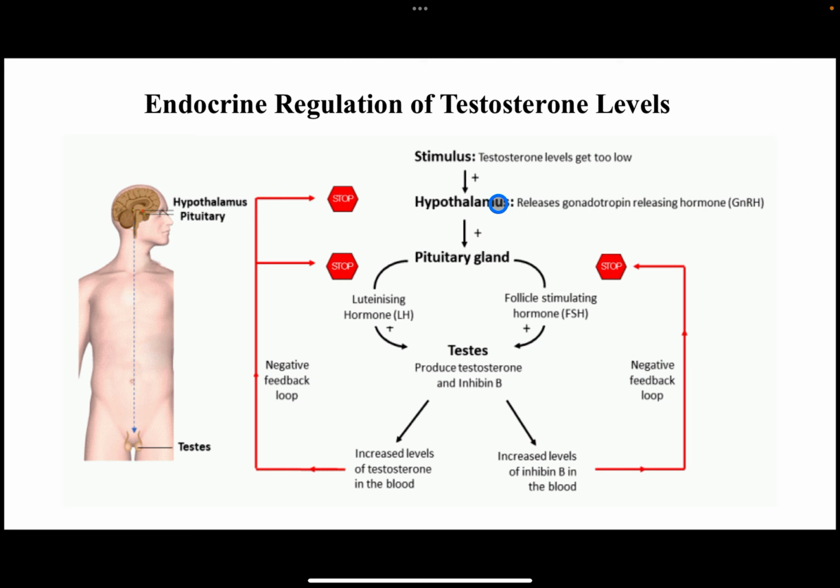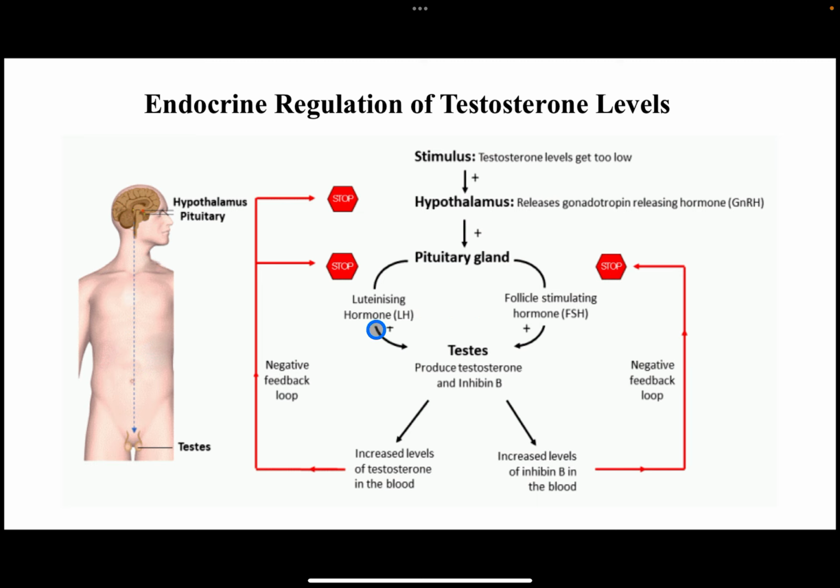Okay, then this gonadotropin releasing hormone will go and stimulate the pituitary gland to produce luteinizing hormone and then follicle stimulating hormone. That is why we have plus. So you see the stimulus would be low testosterone levels. So when testosterone levels get too low, that is going to stimulate the hypothalamus to release gonadotropin releasing hormone, GnRH. Then the gonadotropin releasing hormone stimulates the pituitary gland to secrete luteinizing hormone and then follicle stimulating hormone.